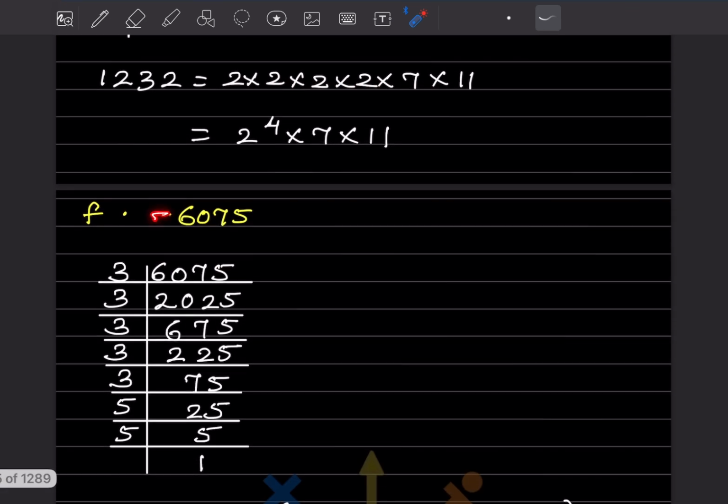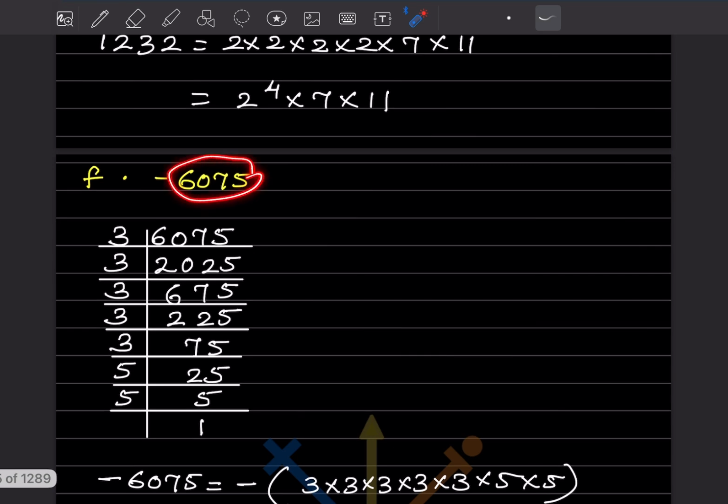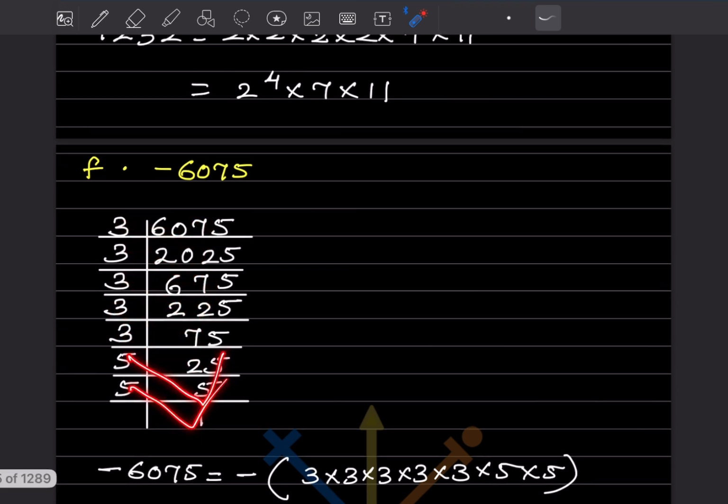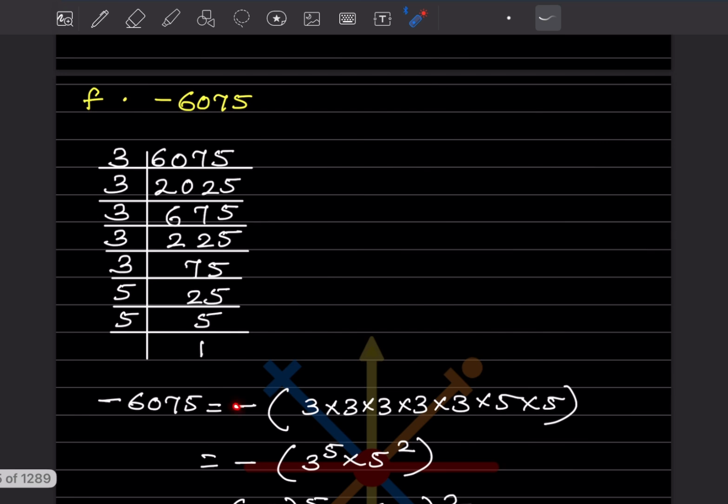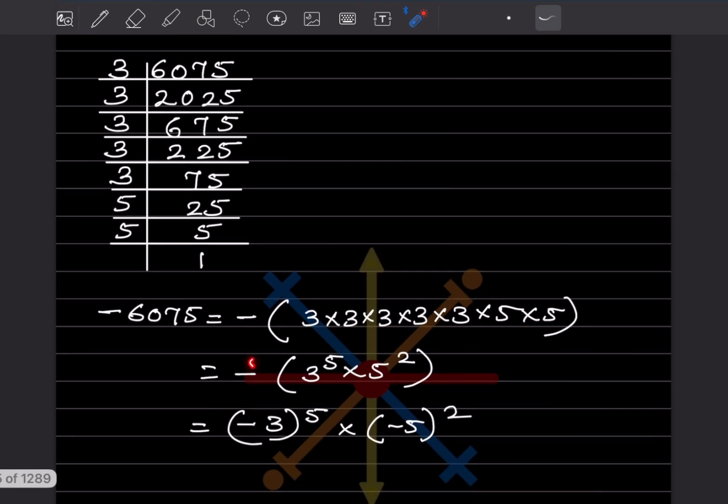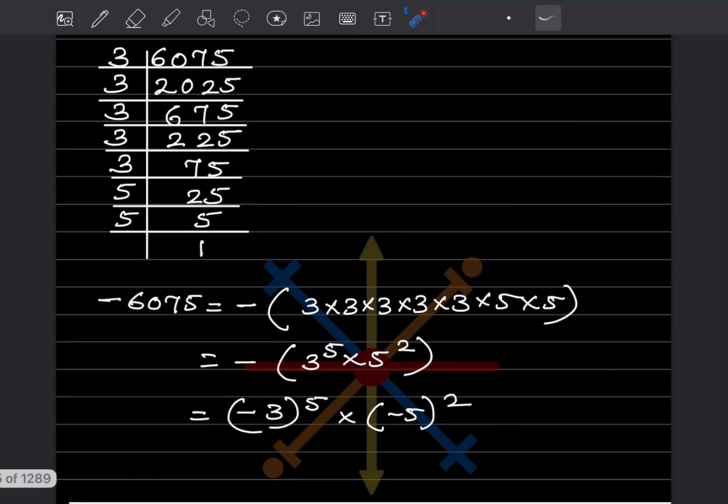Again here keep the minus sign at the side first. So this is not multiplied because here you have to look at the unit place, that is 5. So this will be divisible by 3. So here 5 fives and 5 ones are there. Now you can write here minus, all these factors you will write here. So now we have 3 raised to 5 into 5 raised to 2. So this is going to be minus 3 raised to 5 into minus 5 raised to 2. So this is the answer.